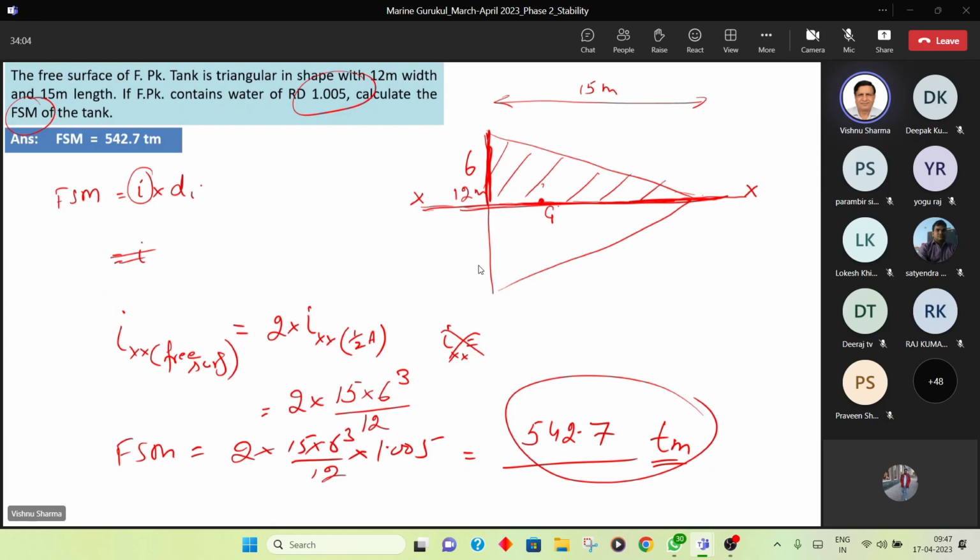As every time, we start with a simple one, and then we start raising the bar a little bit. So this basically clears the concept of how to visualize the free surface, how to visualize its geometric center, how to draw a fore and aft axis through the geometric center, and then how do we get FSM.